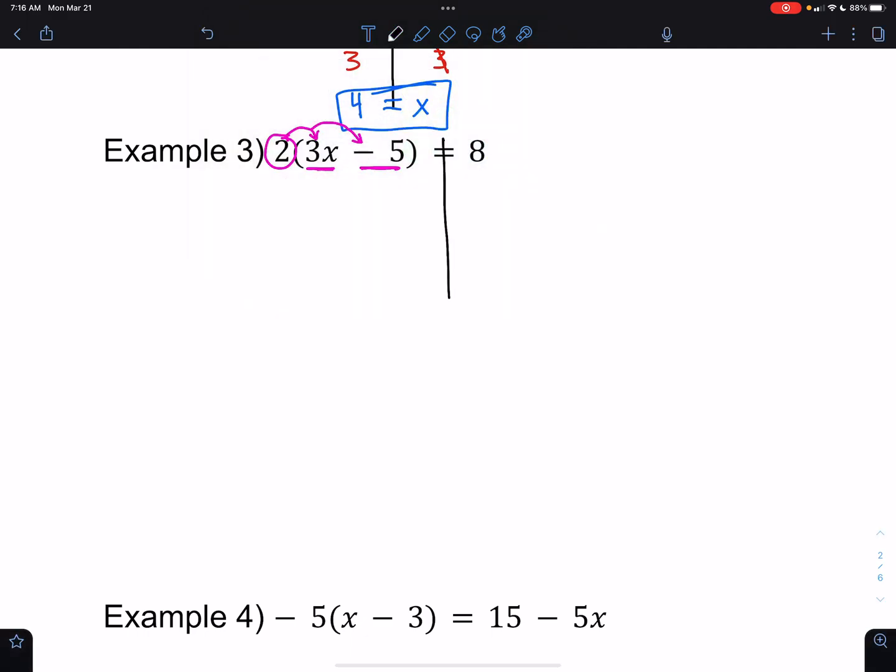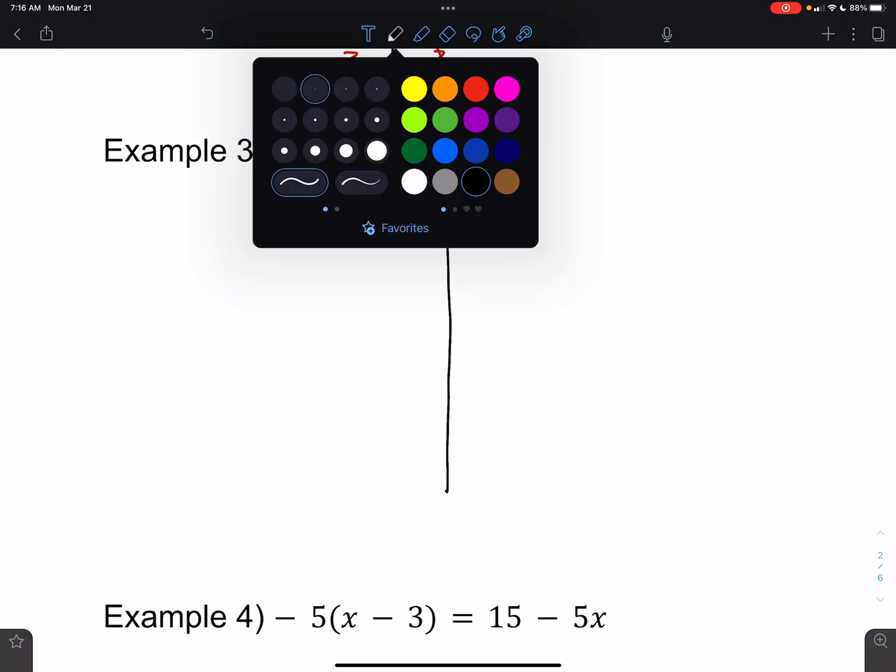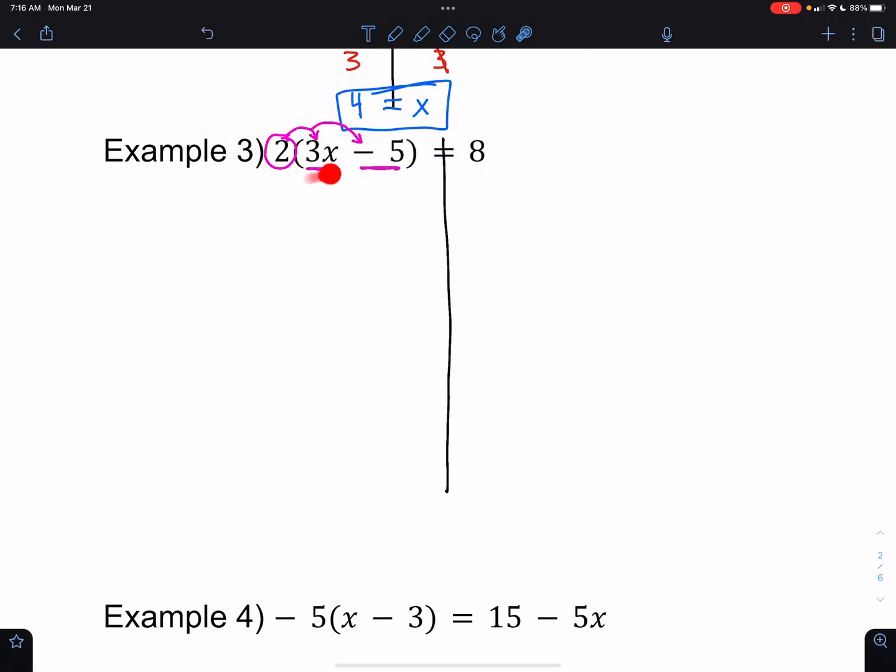Now, once again, we'll find our equal sign and give ourselves a nice left and right. And so now let's go back to our distribution. We need to do 2 times 3x. 2 times 3x is 6x. And then 2 times minus 5. 2 times minus 5 is minus 10. And then that's going to equal 8.